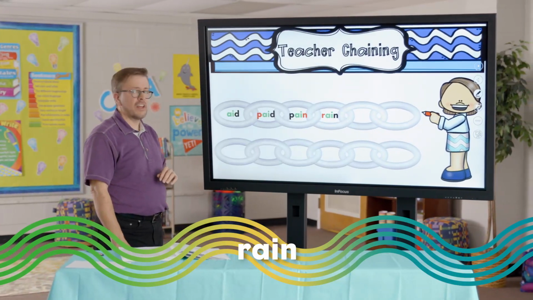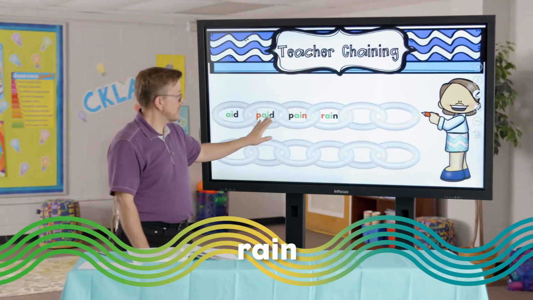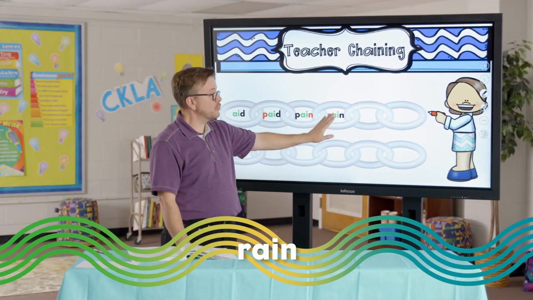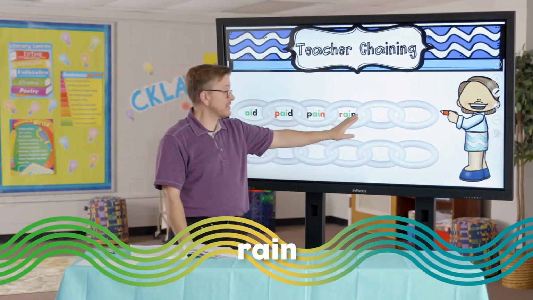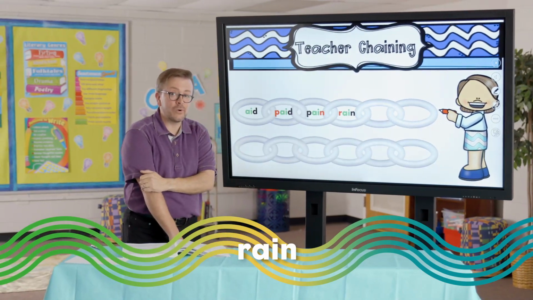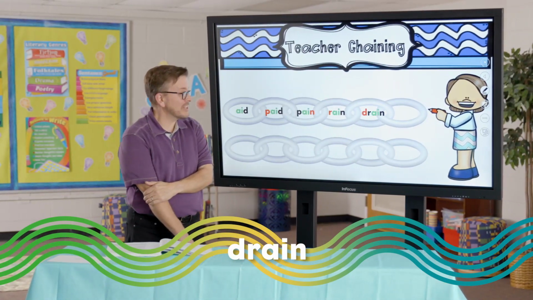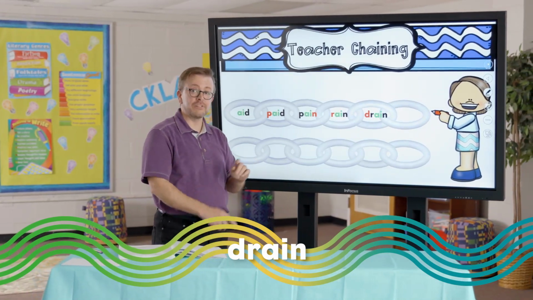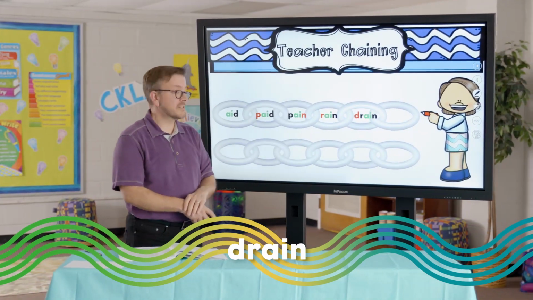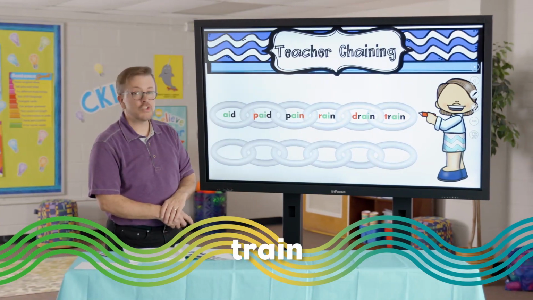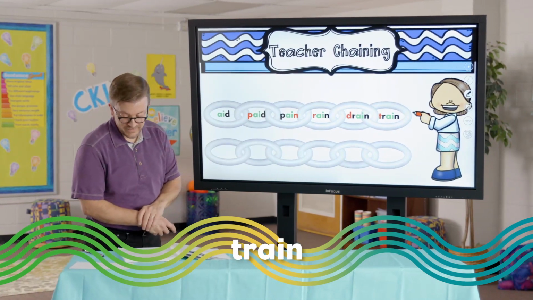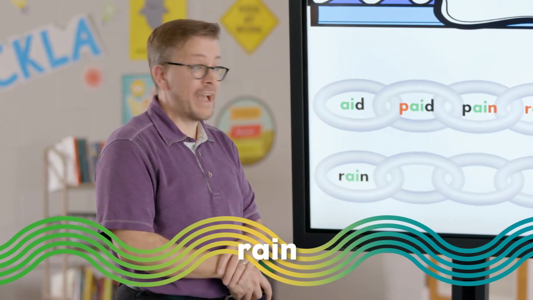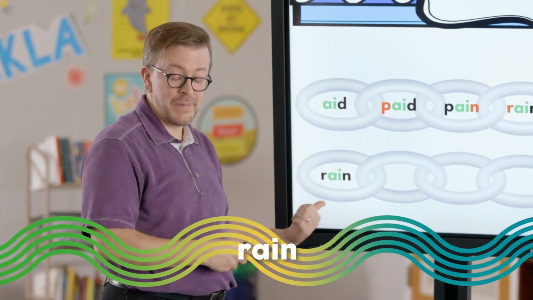Now, let's take and add a D sound to rain. So we went from aid to paid, paid to pain, pain to rain, and now we're going to add a D sound to the beginning of rain. What are we going to get? Drain. Absolutely. Good job. All right, so we're going to take drain and change the beginning sound from D to T, and we're going to get train. Heard a lot of those. All right, now what if we drop the T? Where are we back at? We're back at rain, right? We drop the T, we come back to rain.